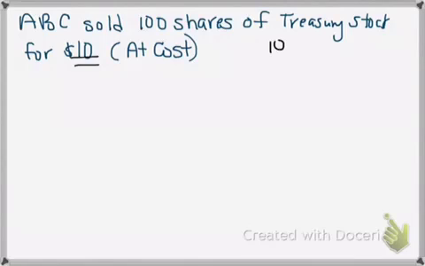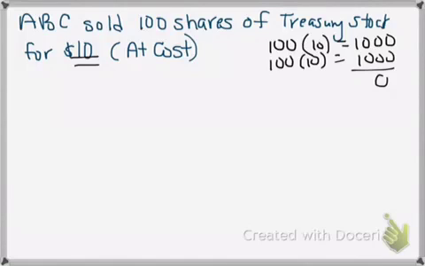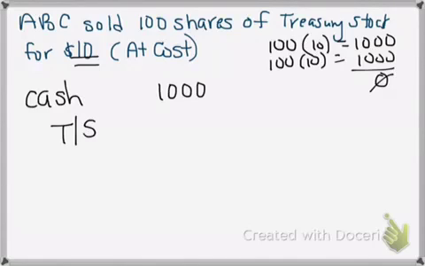So if we have 100 shares times $10, that gives us $1,000. And then our cost was at $10, so that's $1,000. So we have no excess here. What we would have is we are going to be getting cash in, in the amount of $1,000. And the other side is that we are selling those treasury stock, and so we no longer have that $1,000 worth of treasury stock.